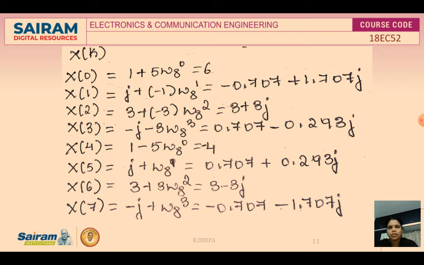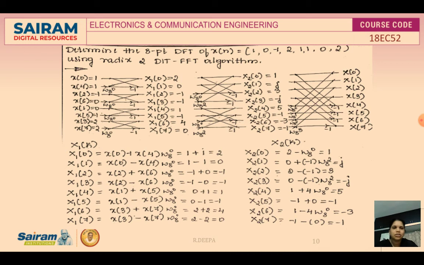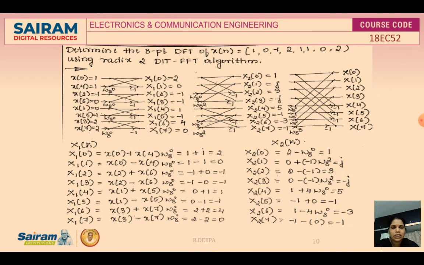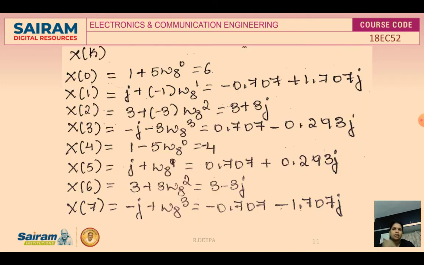So in the next step we are going to frame the output for the last stage, and the output, as you know, is going to be x of k. So x of k we are going to frame with the help of the second stage output x2 of k. And here the equation is framed such that x of 0 is equal to x2 of 0 plus x2 of 4 into W8 power of 0. See, I have written here. So the value is 1 plus 5 into W8 power of 0, which is 6.